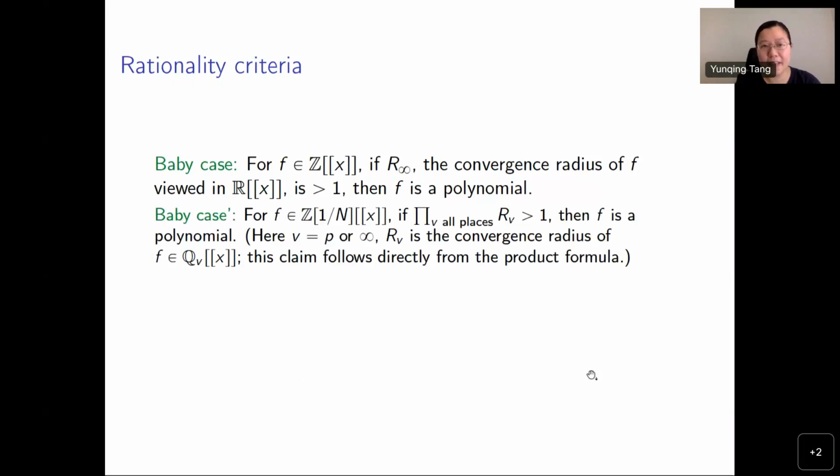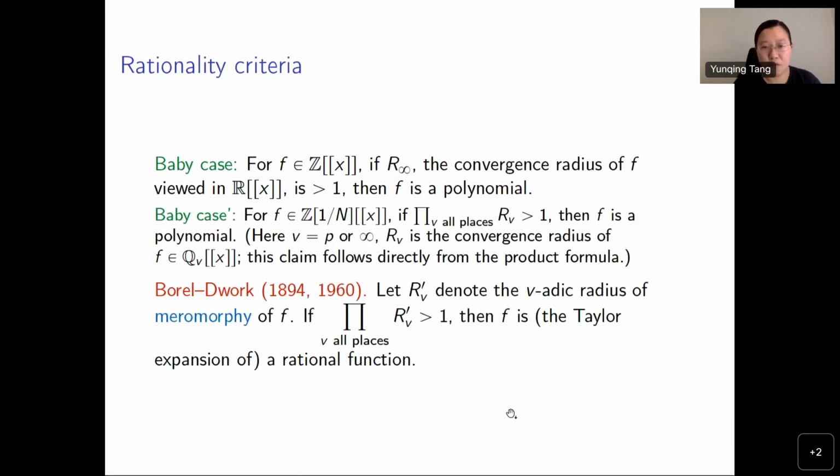And one can upgrade it, namely one can make it more adelic. Instead of saying that the Archimedean place is a special place, we can just talk about the convergence radius at all the places, no matter whether it's non-Archimedean or Archimedean, then take the product of all. And moreover, to refer to something in the literature, in the work of Borel, when trying to prove the rationality of the zeta functions, we can actually study the convergence radius of meromorphy and then get a similar criterion.